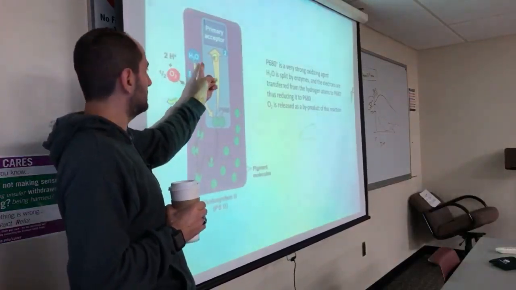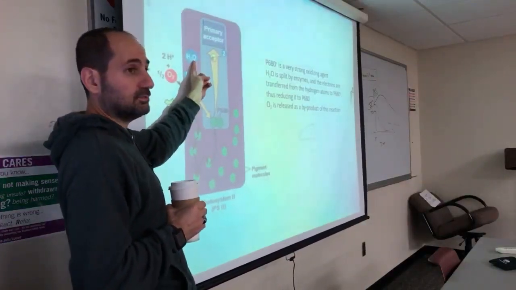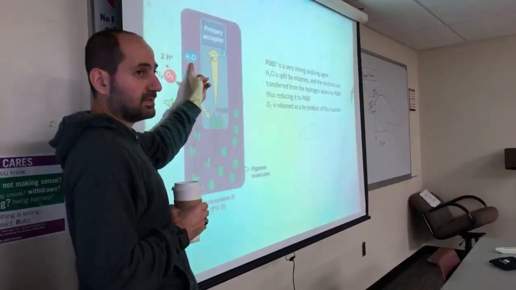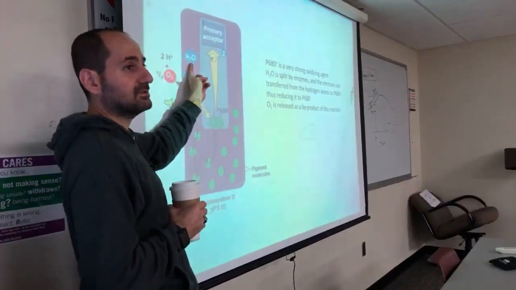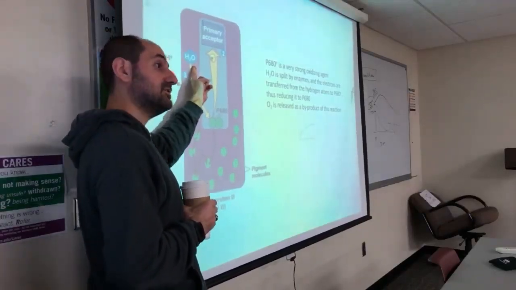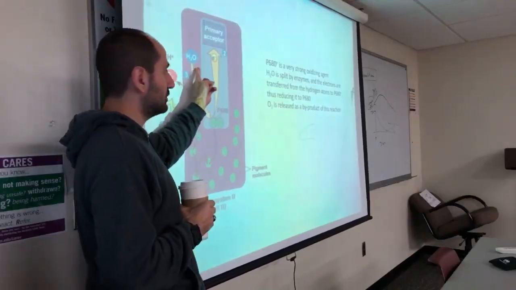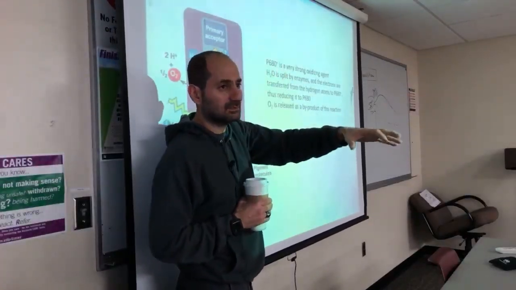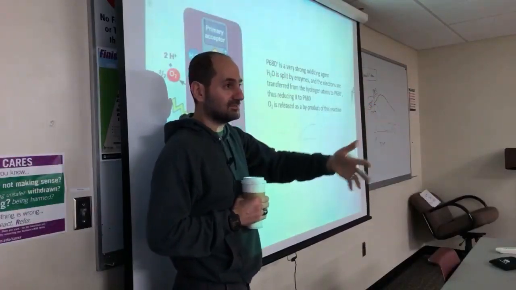Which means you're stealing from oxygen. Isn't that super powerful? I mean, think about it. If you're stealing electrons from oxygen, you have to be highly oxidative, very greedy, right? Because oxygen's very greedy, and you're stealing from oxygen, right? So this P680 plus is actually even greedier than oxygen, which is wow.